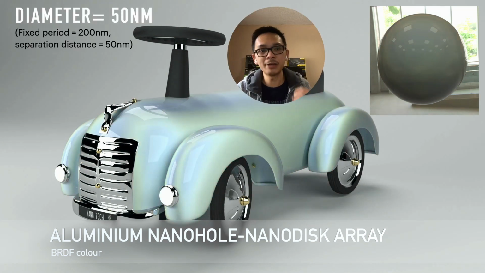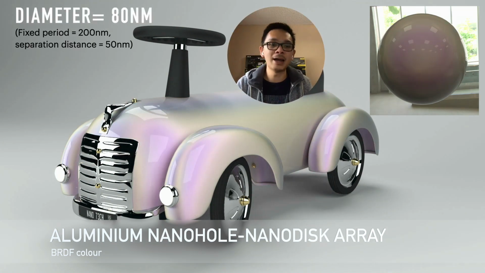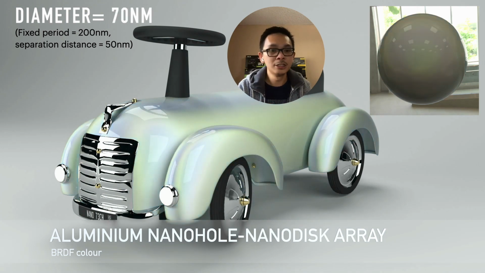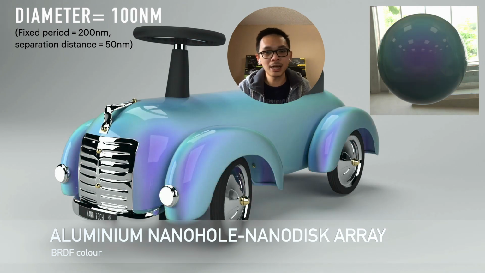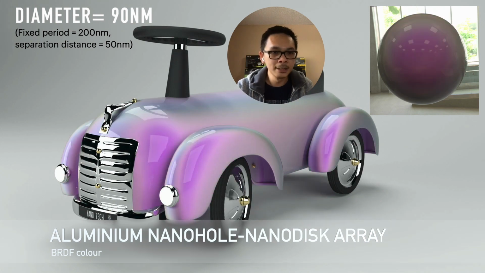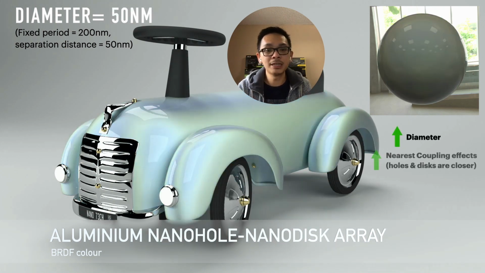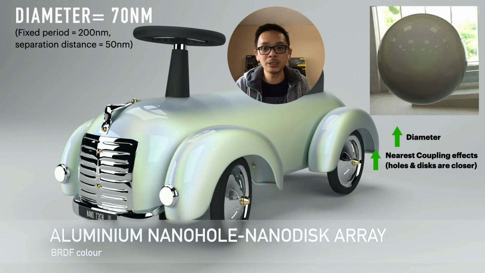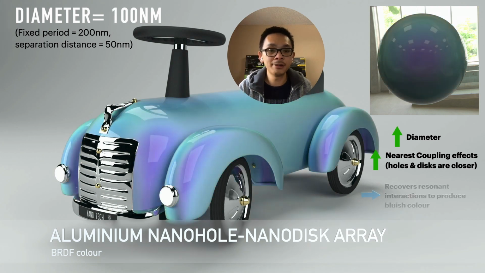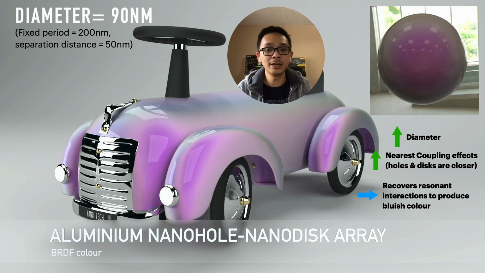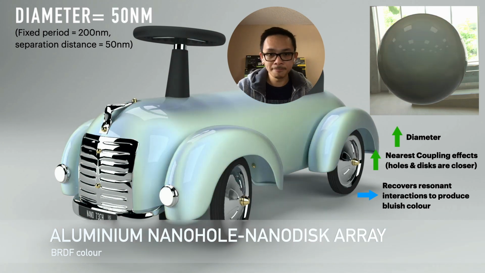However, we can recover this by changing the diameter size from 50 to 110. What we can see over here is that the colors start to recover back to the blue colors, because the increment of the diameter increases the near-field coupling effects between the hole and the disk array, as they are getting closer. That recovers the resonant interaction that is needed to produce the blue colors.